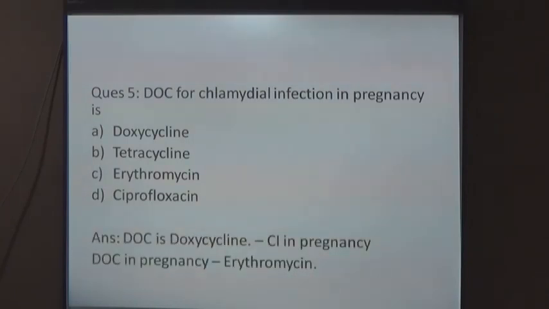Actually, for chlamydial infection, doxycycline is the drug of choice, but it is contraindicated in pregnancy. So you have to cut it out, and the other drug is erythromycin. Fluoroquinolone is mostly for upper respiratory infections, and for UTI and diarrhea, ciprofloxacin and metronidazole are used for diarrhea patients.